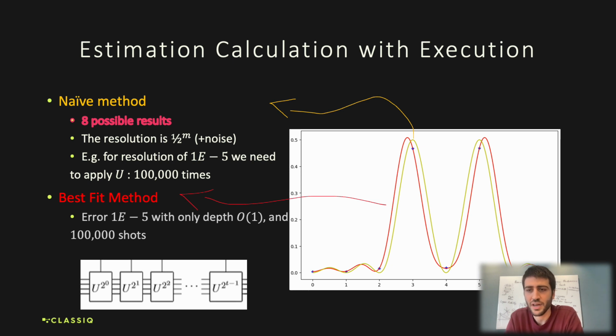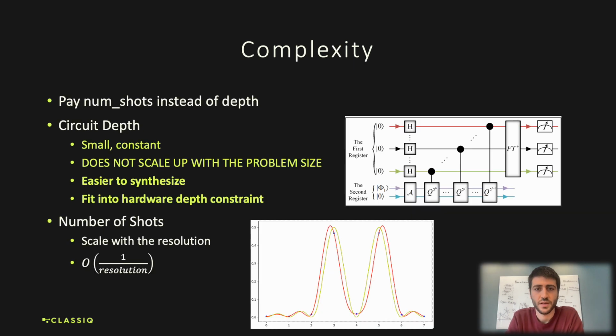For example, for error better than 1e to the minus 5, we will need a circuit that applies Q hundreds of thousands of times. Instead, we, in Classiq, fit the histogram data into the expected parametric curve and extract the results with exponentially smaller depths. So we pay in the number of execution shots instead of the depth. We gain from circuits that a synthesizer can deal with and fit into today's hardware's small depths.